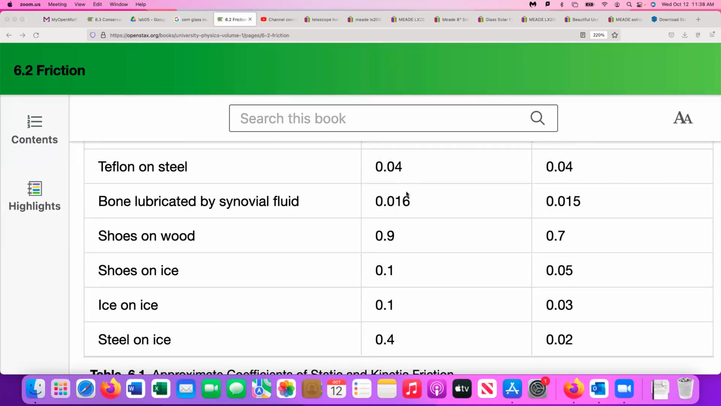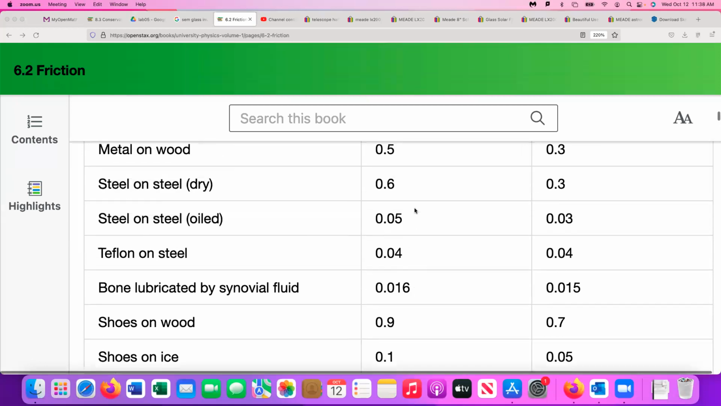And most of the lowest coefficients of friction we have in the universe are natural things that exist naturally. We've not been able to really reproduce these low coefficients of friction with materials very well. We're going to be able to do it with magnetic fields, but not with materials very well.